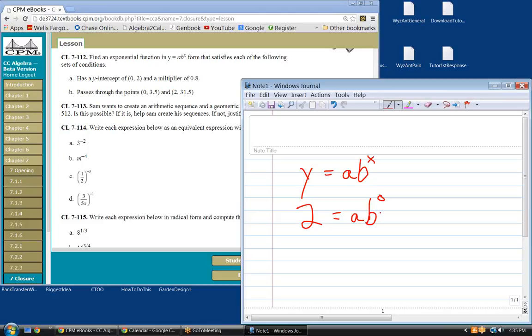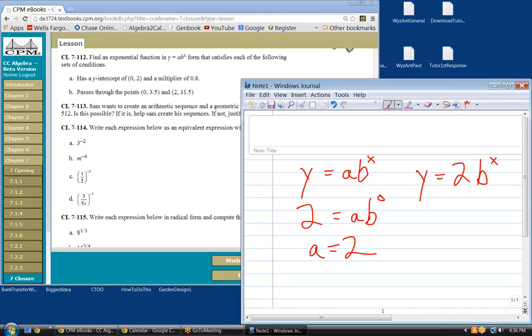And normally just having one point wouldn't do a lot of good. But in this case, it does a tremendous amount of good, because this solves for a, because b to the 0th power is always 1 no matter what b is, which means a is 2. So now we have y equals 2 b to the x, and we want to solve for b.